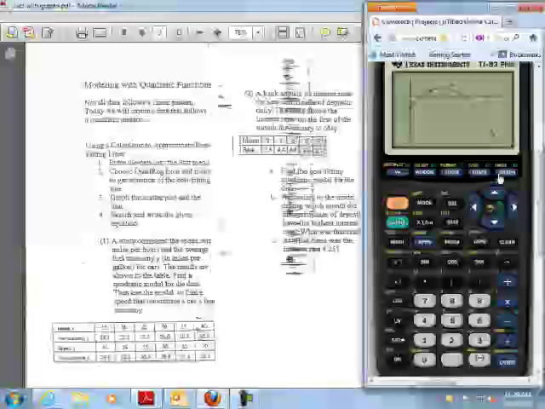The intersect option is in the same location as the maximum option. So we're going to go second, trace, but this time I'm going to choose the option that says intersect. It will ask you first curve, you can just hit enter. It'll ask you second curve, you can just hit enter. When it says guess, get that blinking cursor closer to your first answer. So I'm going to move that little cursor, little blinking dot, over closer to my first answer. You don't have to worry about being perfect as long as it's close to it. That's good.